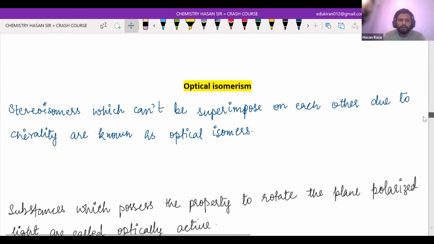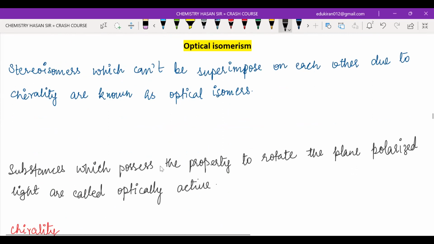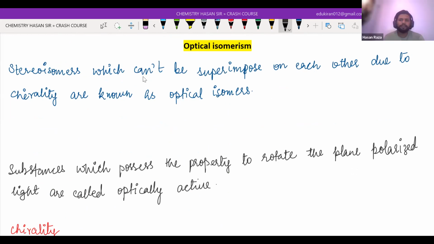Okay. The next part is optical isomerism. Can anyone tell me, are you aware of this optical isomerism? Yes or no? Please do let me know. See, it's very easy. Do you know how to identify a chiral carbon? Yes or no? Okay, what is a chiral carbon?